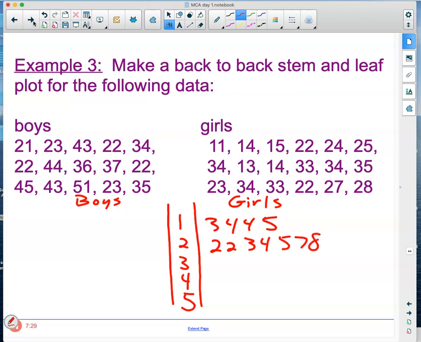2, 2, 3, 4, 5, 7, 8, and 3, 3, 4, 4, 4, 5. So this is just like the normal stem and leaf plot for the girls. But for the boys, we'd have to work backwards. So we'd look for anything that had a 1 in the tens digit, and we don't see any. But then we go to the 2s.